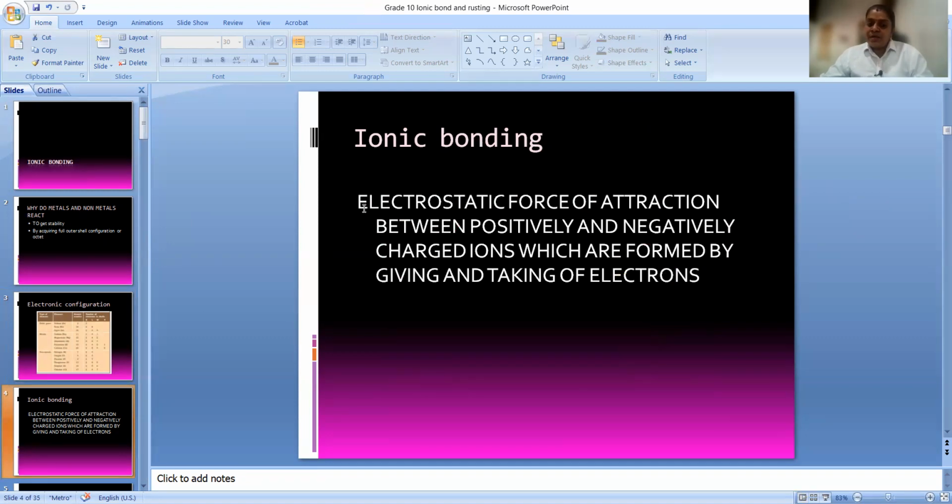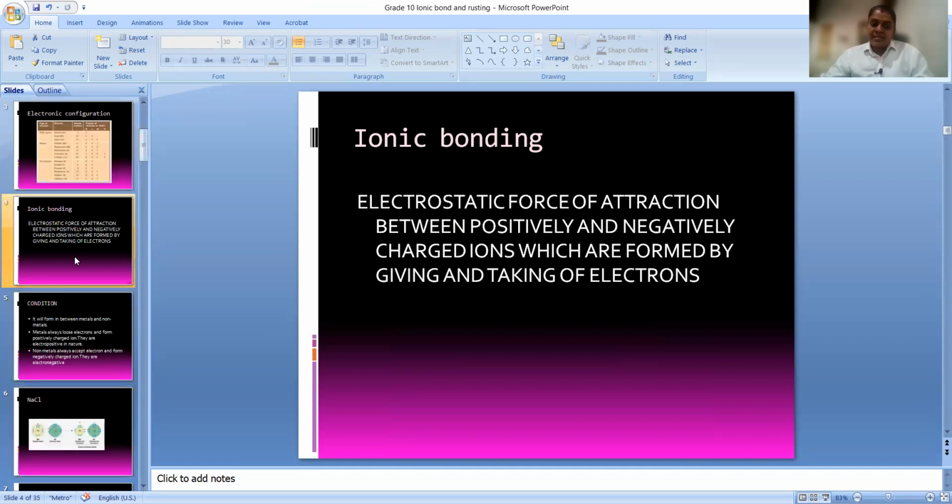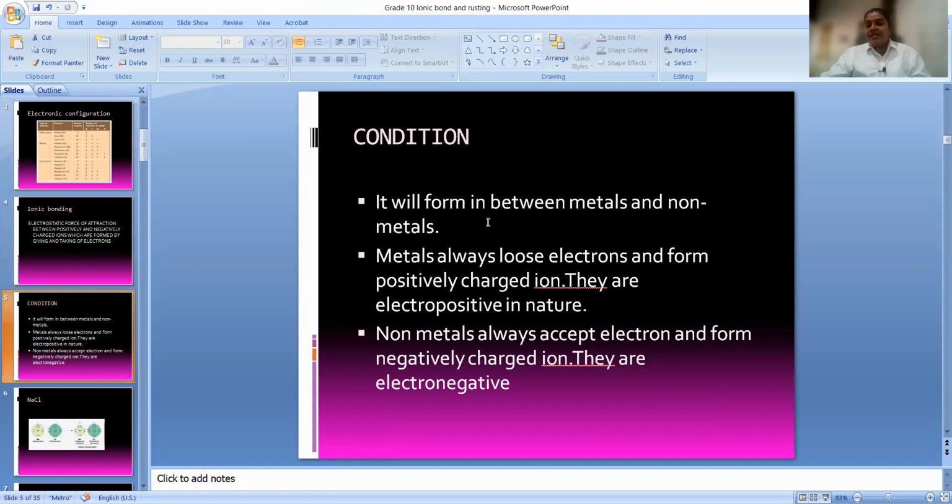So what is ionic bonding? Electrostatic force of attraction. That is attraction between oppositely charged ions, between positively and negatively charged ions, which are formed by giving and taking of electron. Positively charged ions are formed by leaving electron, and by taking electron we will get negatively charged ion. Next we can see what are the conditions.